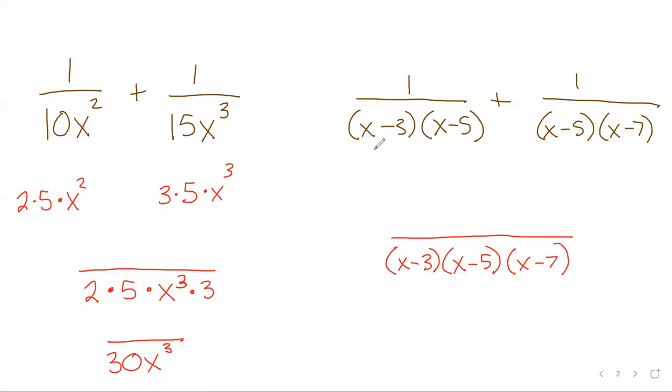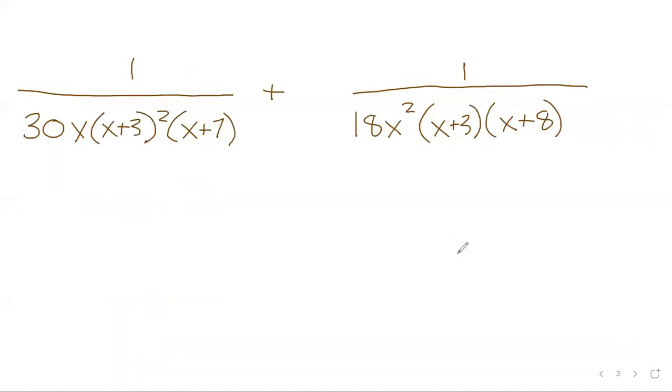The first one looks down at this and says, I am x minus 3 times x minus 5. I see x minus 3. I see x minus 5. I'm happy. The second one says, I'm x minus 5 times x minus 7. I see x minus 5. I see x minus 7. I see myself. They both see themselves, and we're good to go.